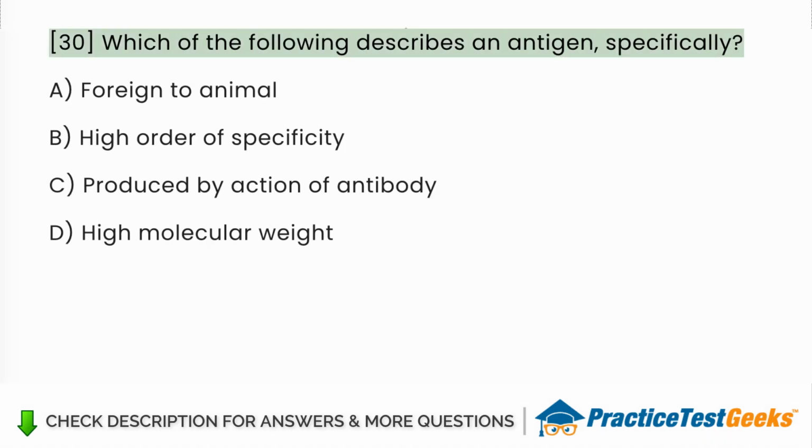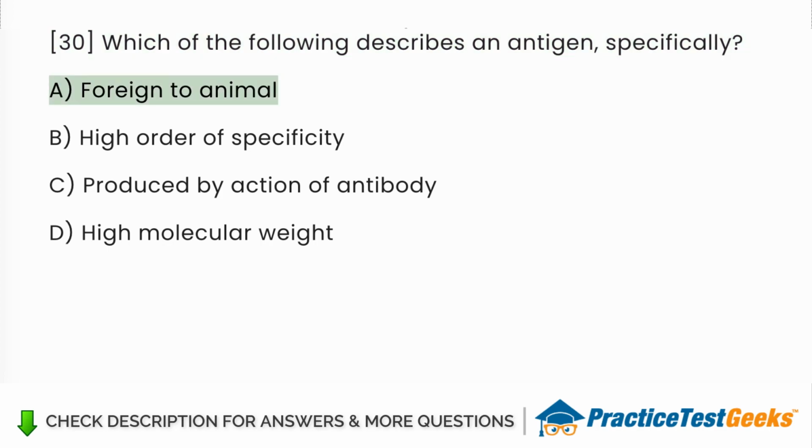Which of the following describes an antigen, specifically? A. Foreign to animal. B. High order of specificity. C. Produced by action of antibody. D. High molecular weight.